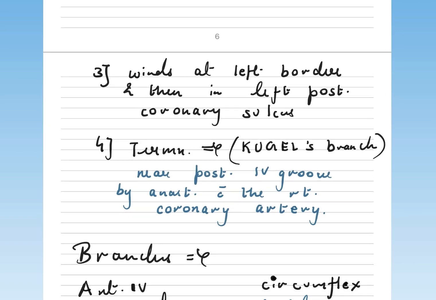Then the termination. We studied in the right coronary artery that the right coronary artery wound up and terminated by anastomosing with the left coronary artery. So the branch of the left coronary artery at anastomosis was the circumflex artery, and that branch is specifically known as the Kugel's branch, which is near the posterior interventricular groove.